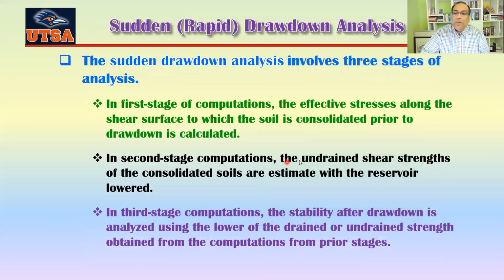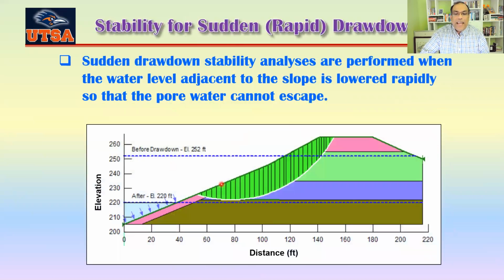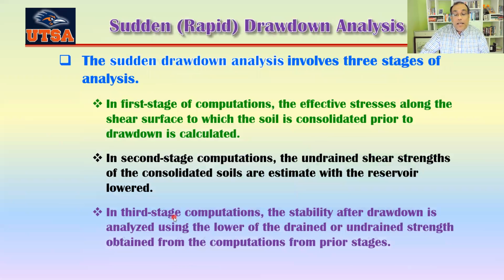The second stage computation is the undrained shear strength of the consolidated soil that is estimated from the reservoir when this is lower. So basically, the second stage is to change that water from here to here and find out the undrained shear strength here based on the consolidation that occurred during the first stage. Okay. And then we do the third stage computation.